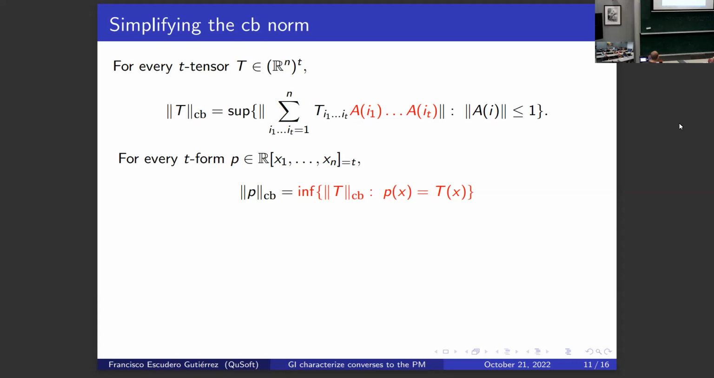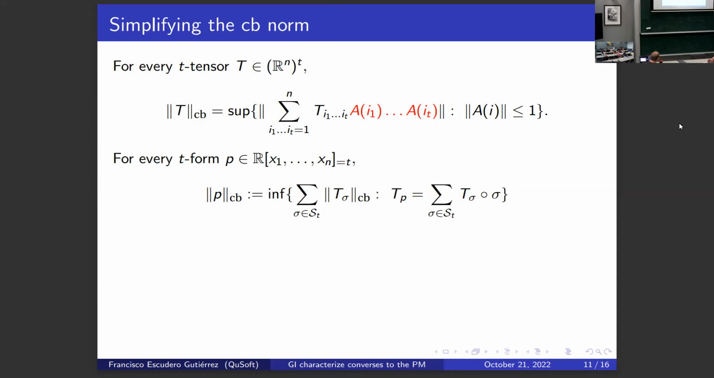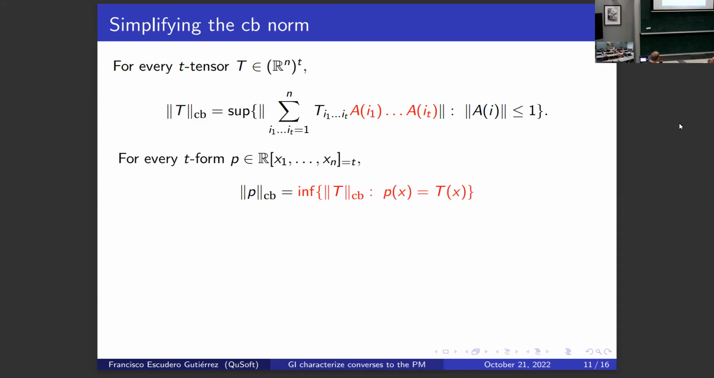The tensor of a polynomial is not unique in this sense. There are many tensors associated to a polynomial, but there is only one that is symmetric. Here, this one is a symmetric one. Here is any tensor that is associated to a polynomial.